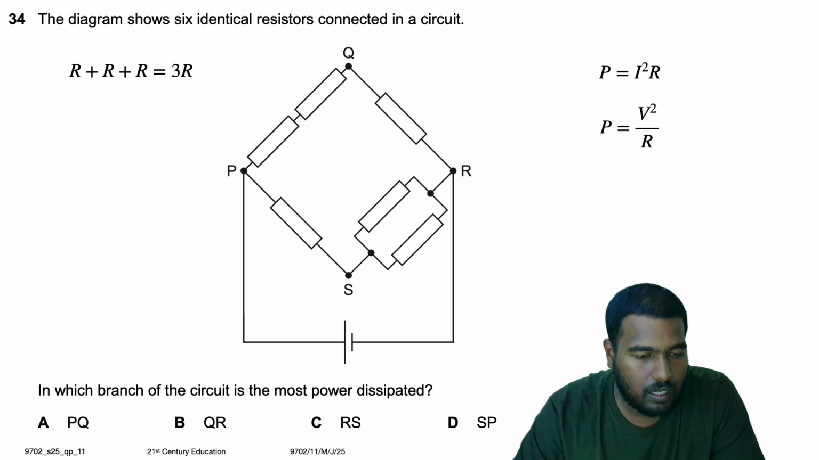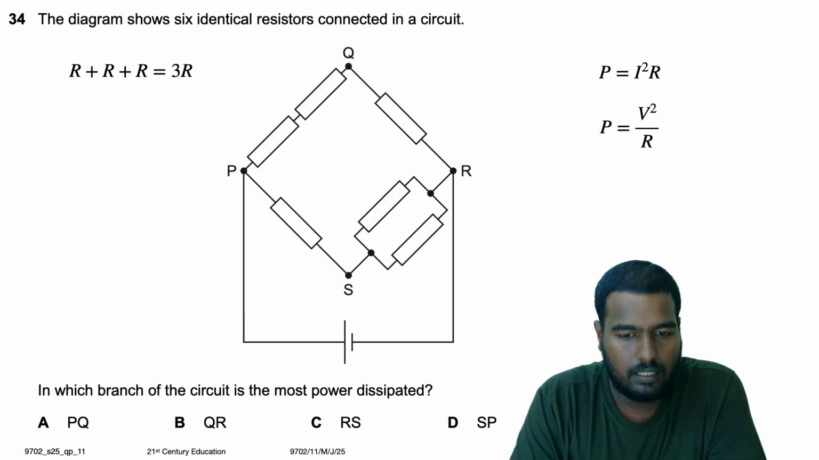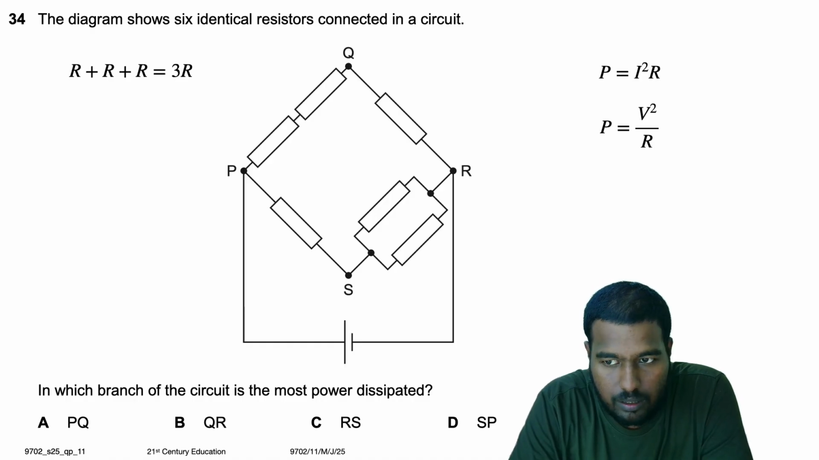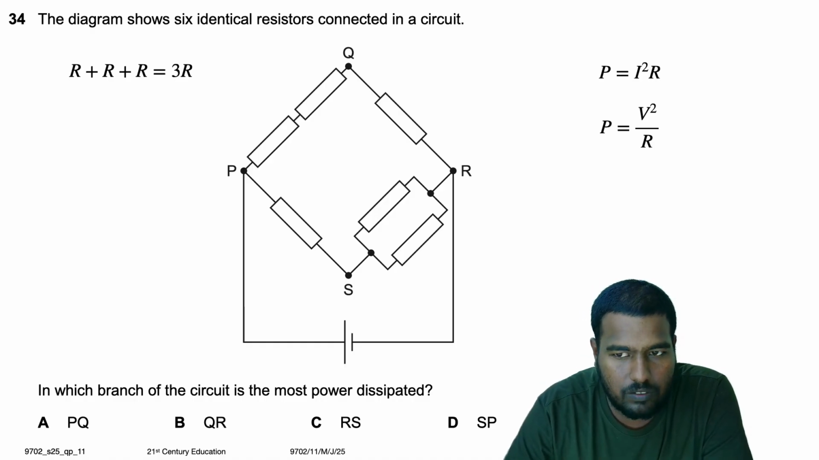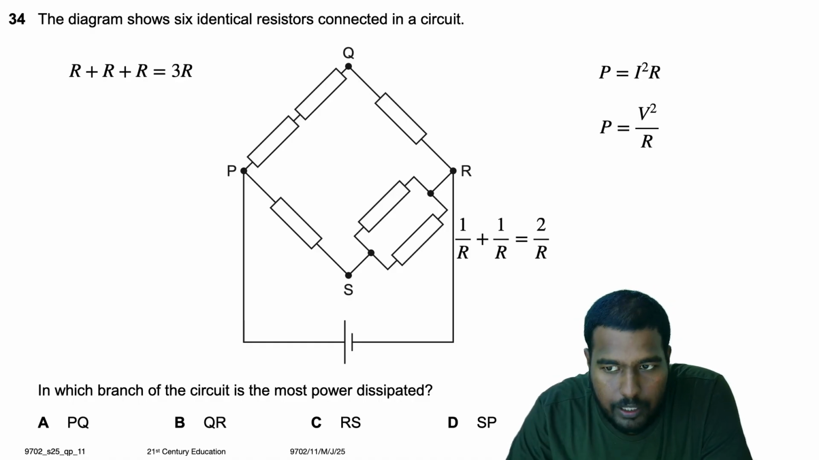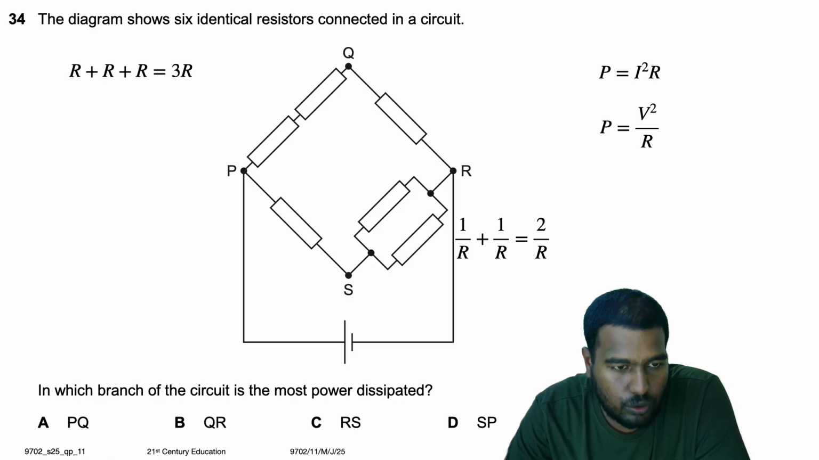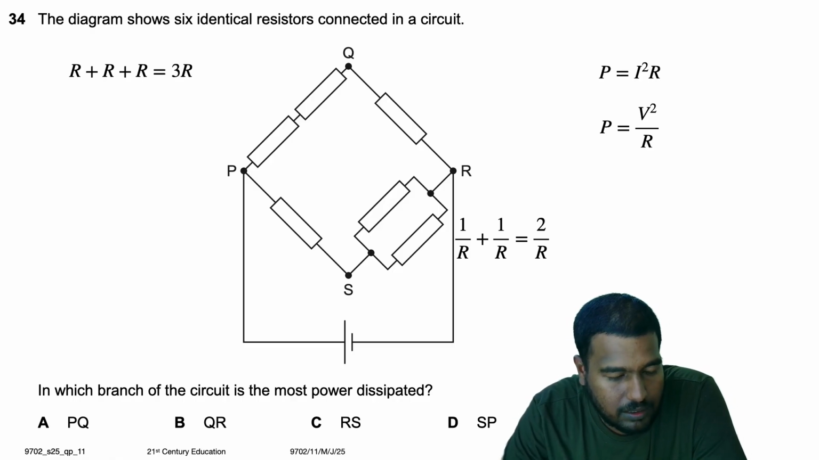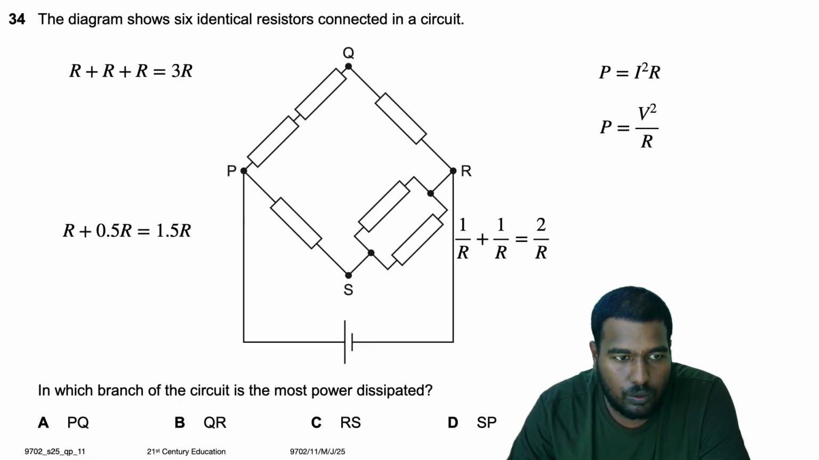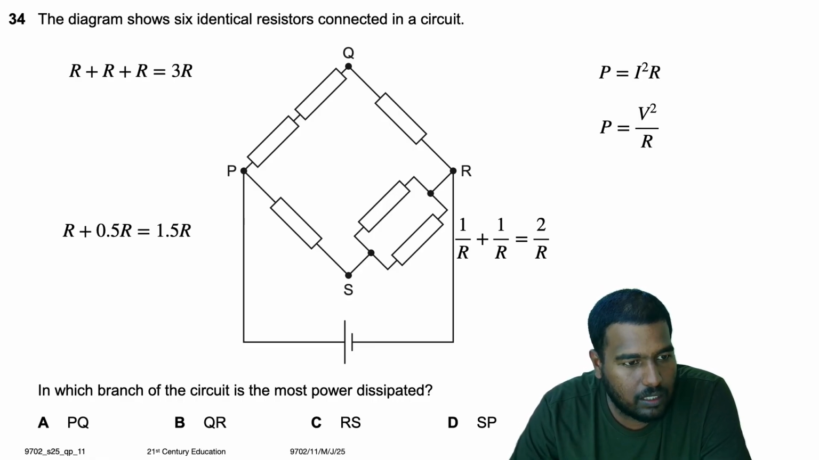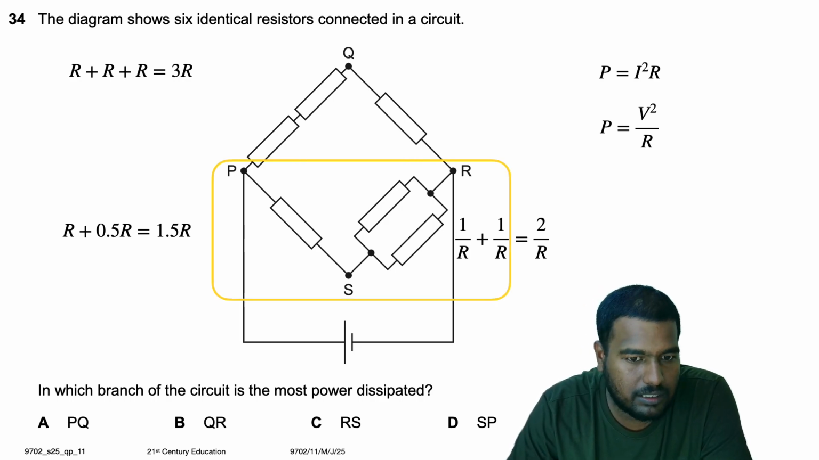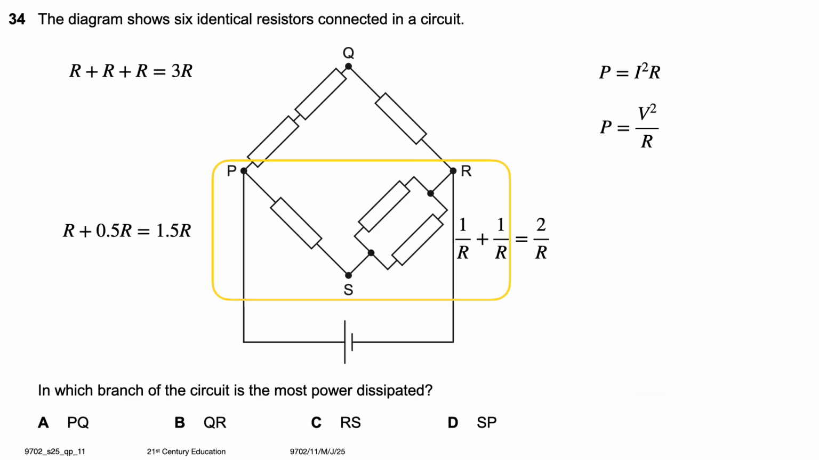PSR has 3 resistors. P and S has 1, S and R has 2, but these two are in parallel. So the combined resistance will be 1 by R plus 1 by R, which is 2 by R, reciprocal, so R by 2, which is 0.5 R. So the total resistance between PSR is 1 R plus 0.5 R, which is 1.5 R. So PQR has 3 R, PSR has 1.5 R, which is the least resistance. So PSR will have more current.